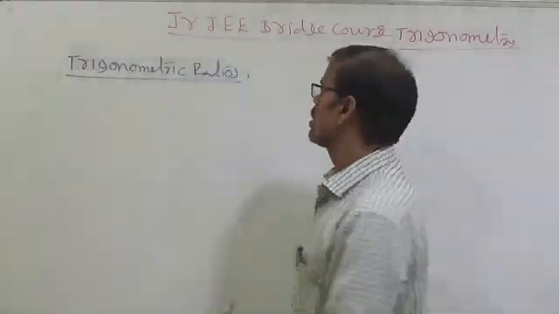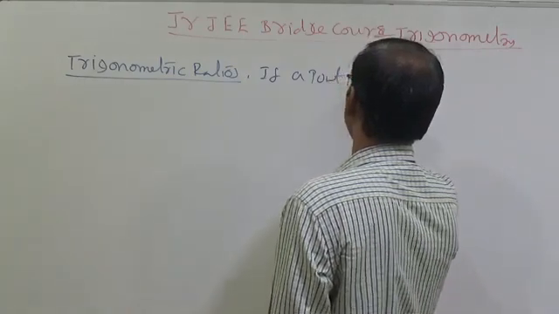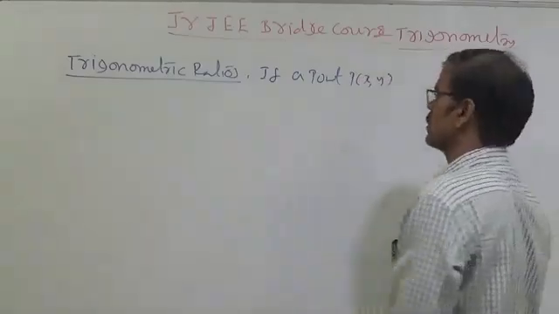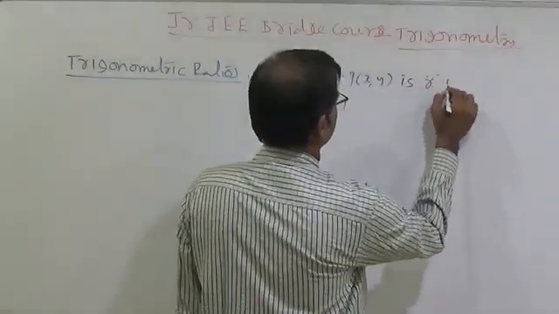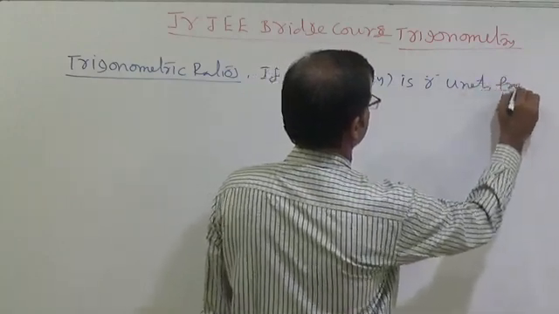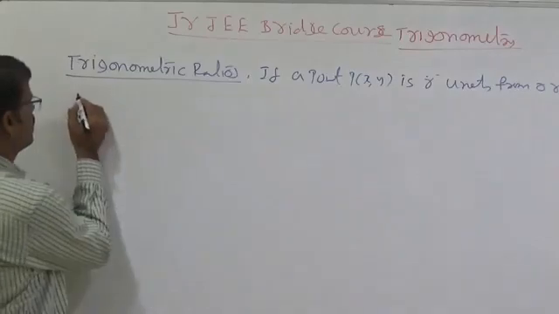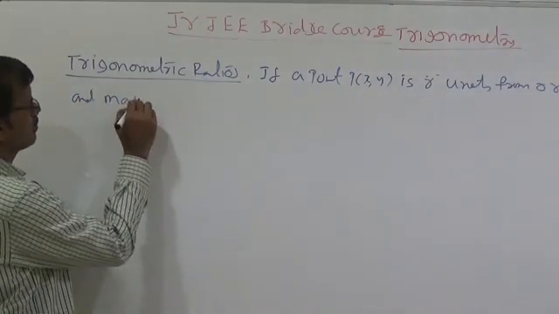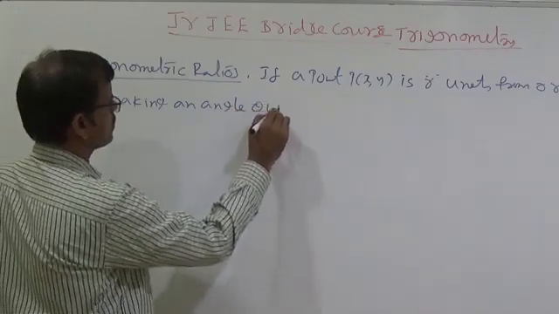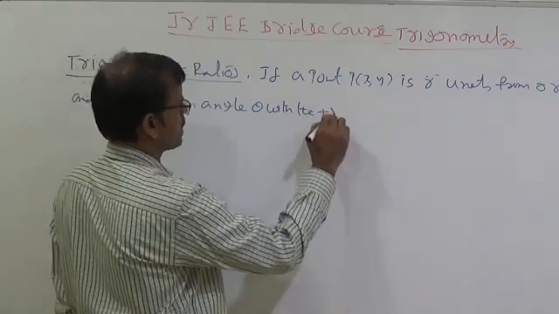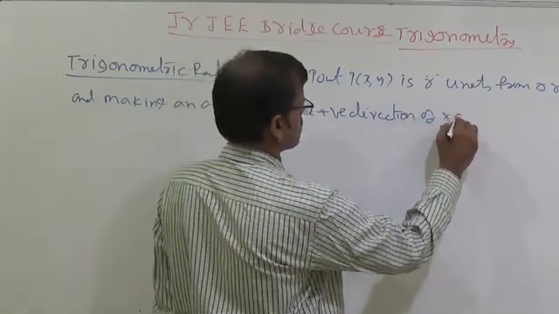If a point P x comma y, that means small x unit distance from x axis, small y unit distance from y axis, is r units from origin, and making an angle theta with the positive direction of x-axis.